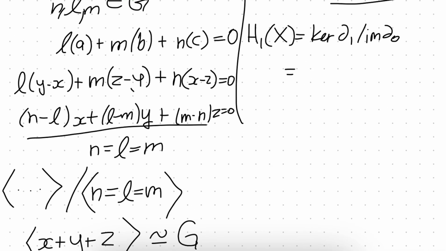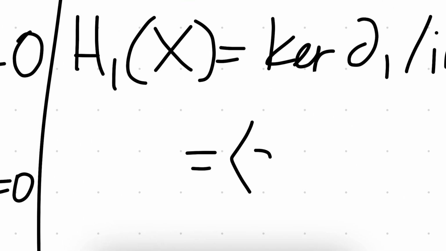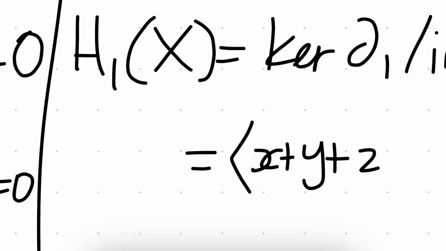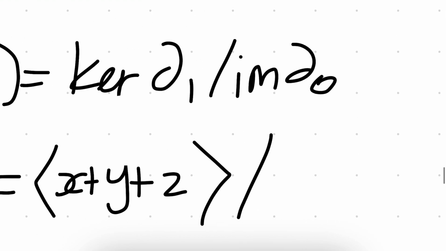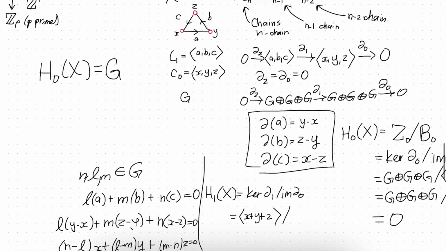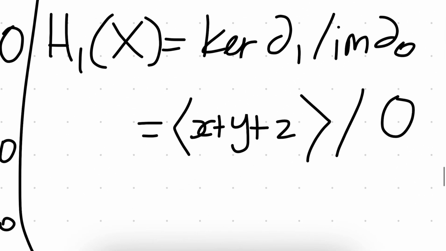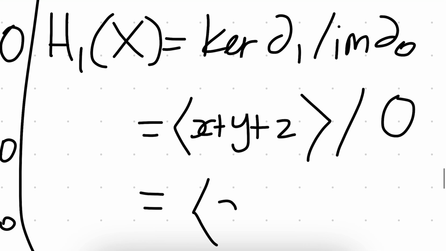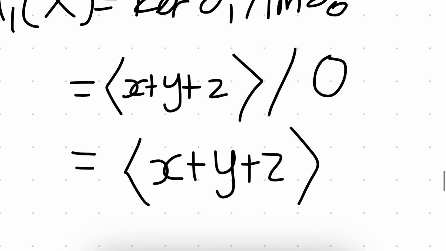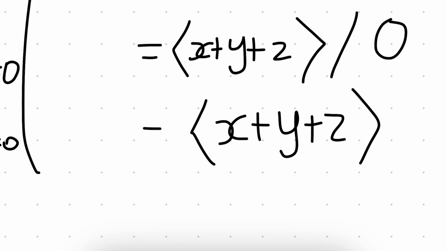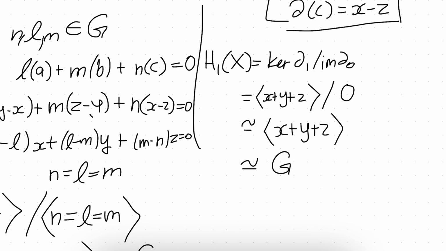Okay, so now we found the kernel. Let's just plug that right here. X plus Y plus Z. And then mod out. All right, so what's the image of del 0? The image of del 0 is just the trivial group. And then you guys will find that it is X plus Y plus Z. And that's just isomorphic to that, I suppose. Let's write that more concisely. Okay, and then that is just isomorphic to my coefficient group G.